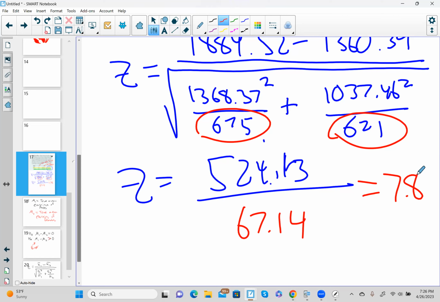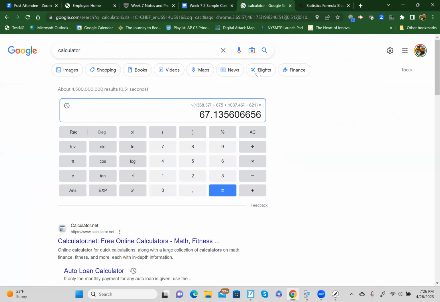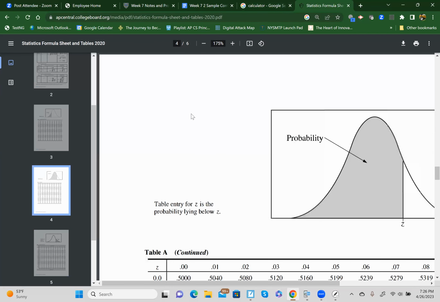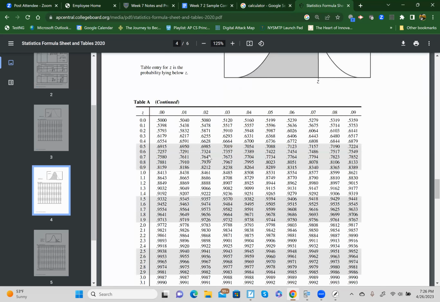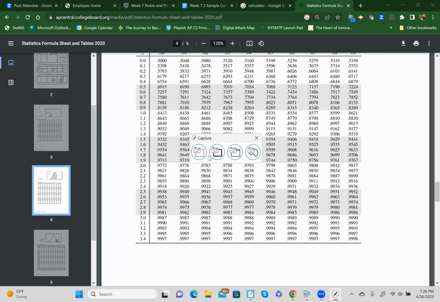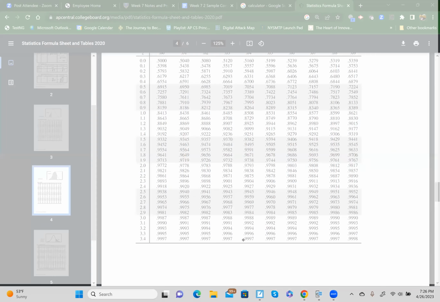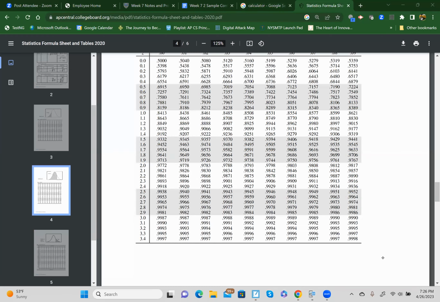Just in case there's any doubts, like trying to remember that, let's go back to the Z chart for a second and take a look at it. So back over here, here's our Z chart. Let's make this a little bit smaller. Okay, and what I want to do is get that last line. So here we go.